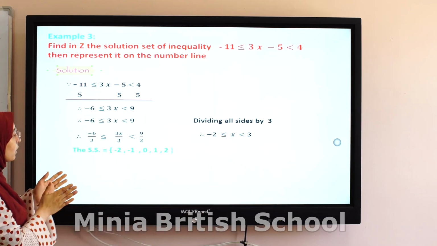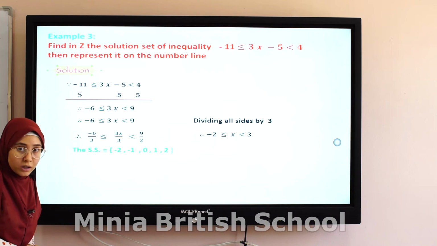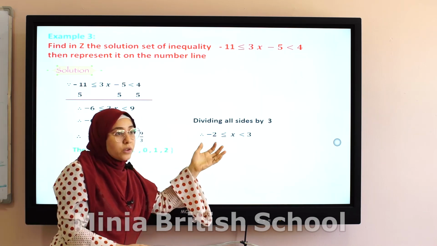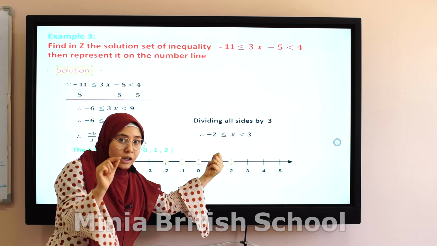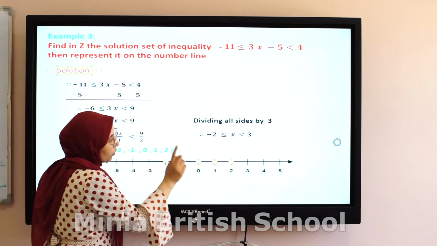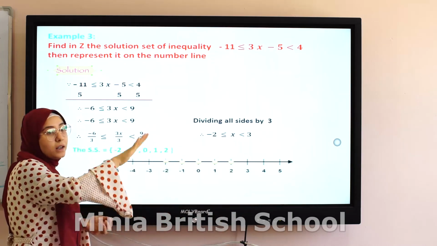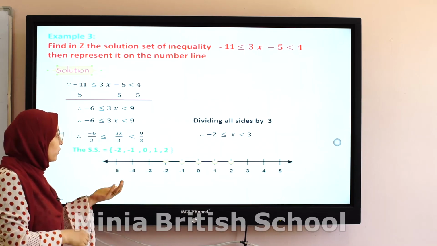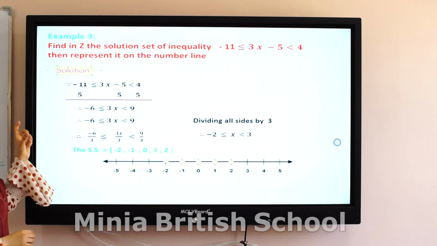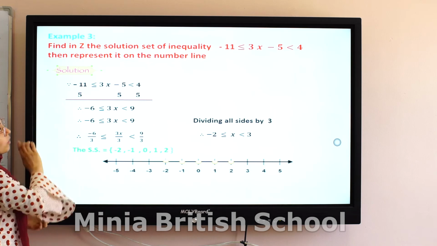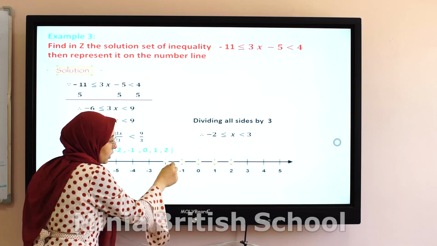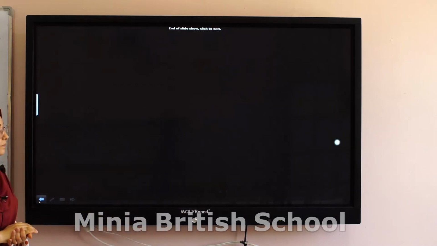So the solution set here, I need to find the solution set in the integers. So the value of x is greater than or equal to -2, so I take -2. So -2, -1, 0, 1 and 2. I will not take 3 because it is only less than 3. So the solution set is -2, -1, 0, 1 and 2. The second part of this question is to represent it on the number line. I will draw the number line and put a point above each element.